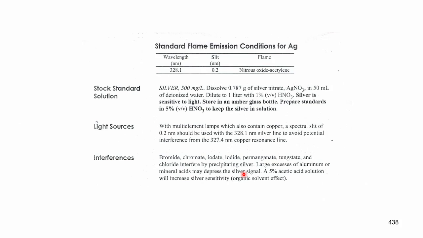Okay. Now, the additional information they give you is wavelength and slit. Suppose you use 328 and a 0.2 nanometer slit, you should be using a nitrous oxide acetylene flame for the same silver. So, all of this will be contained in one page. They say how to prepare a stock standard solution, and we will see what a stock standard solution is, etc., after some time. So, you have to dissolve so much silver nitrate in 50 ml and dilute to 1 liter. All these details are available in the manual.